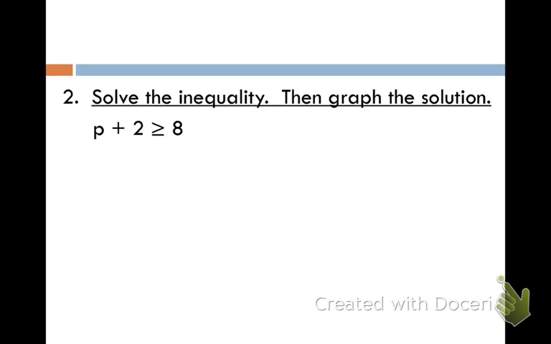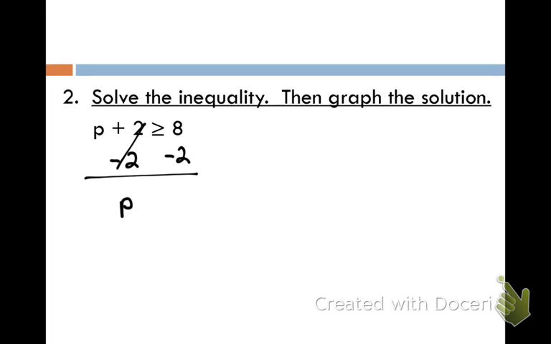Number 2, final review problem of the day, asks us to solve the inequality and then graph the solution. I want you guys to try this on your own. If you don't remember how to do it, pull out your notes and that can help you. Let's see how we got it. We need the p to be alone. How do I get rid of plus 2? Minus 2. You got to be fair to both sides. What are you left with? 8 minus 2 is 6. P is less than or equal to 8.